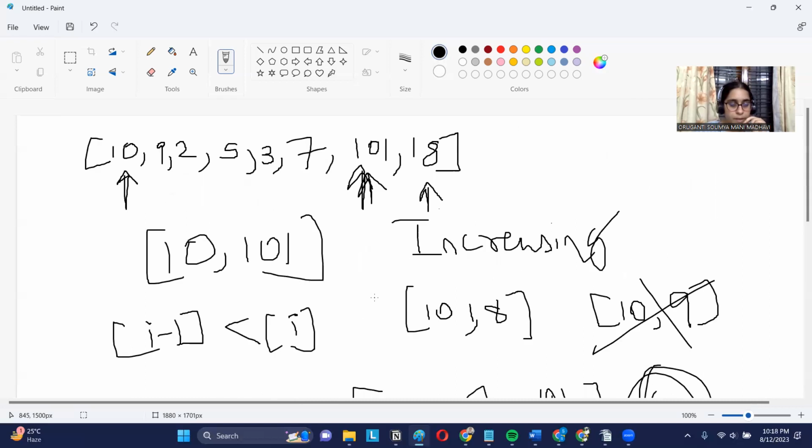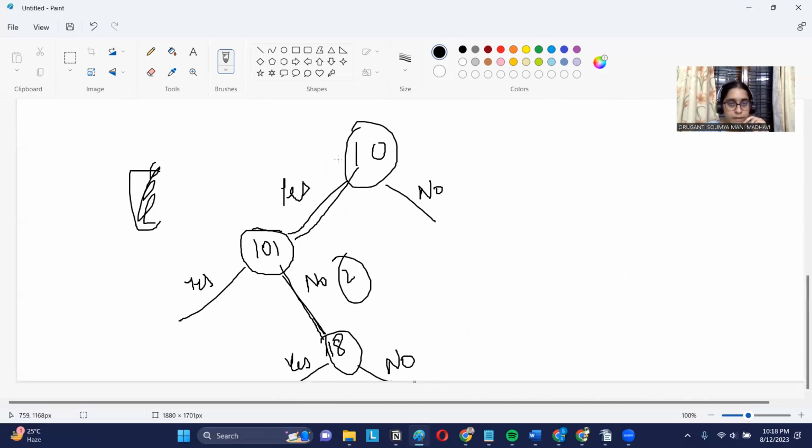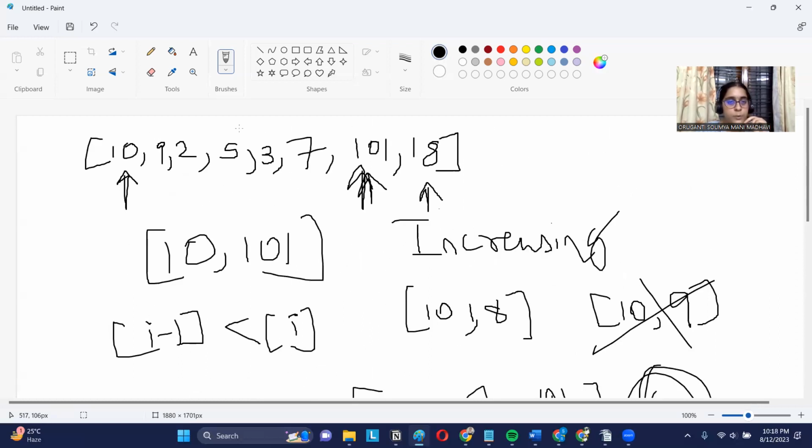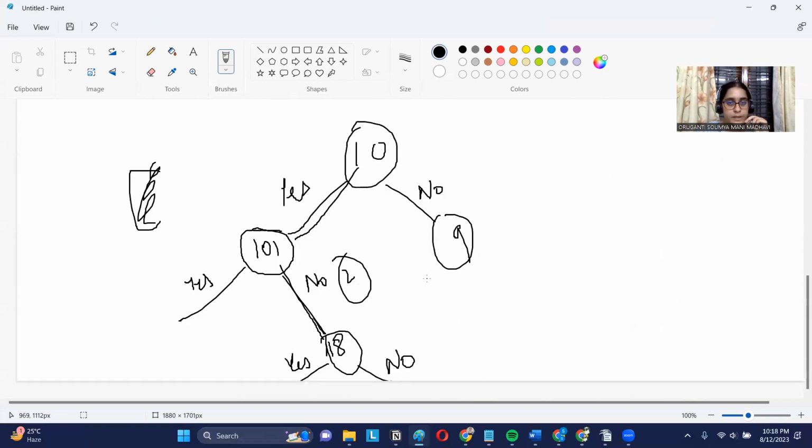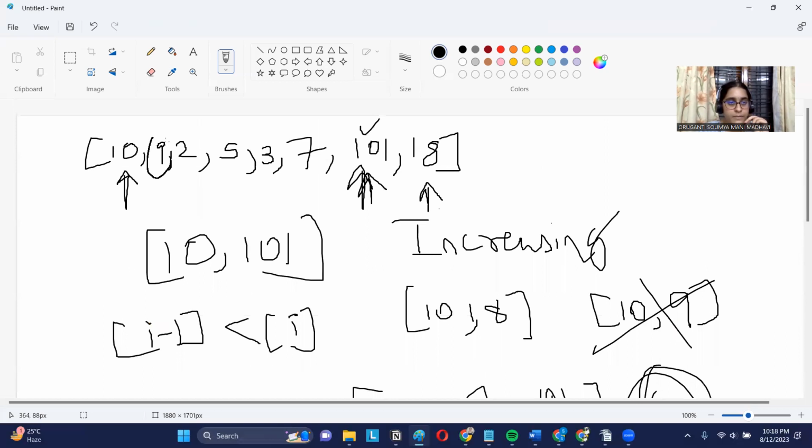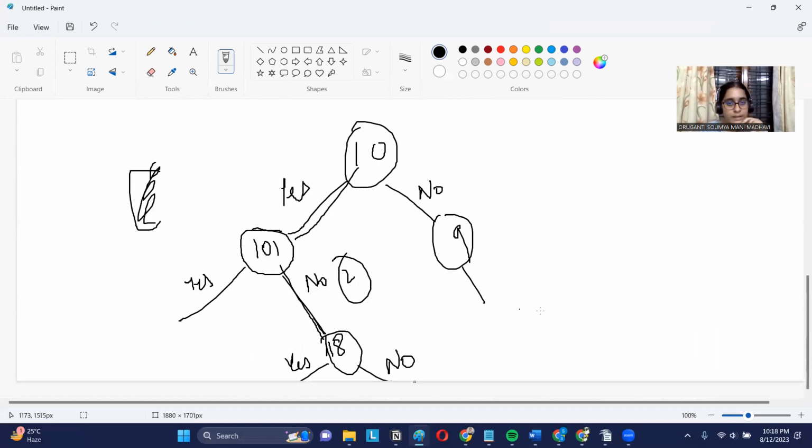If we keep going like this for every element, now again, we do not include 10. Now we consider that we are including 9. Then we cannot include 2, 5, 3, 7, but we can include 101. So again, you can see that after you include 9 in your subsequence, you either include 101 or 18, and again, you'll just get a length of 2. So now you do not include 9 as well.